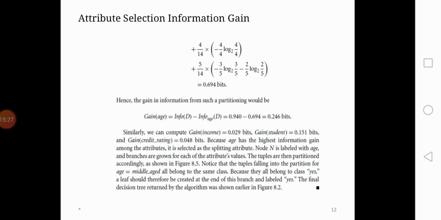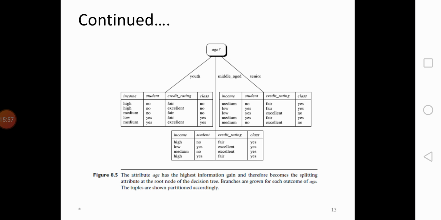Node n is labeled with age, and branches are grown for each of the attribute's values. The tuples are then partitioned as shown in the following figure 8.5. Notice that tuples falling into the partition for age equals middle aged all belong to the same class. Because they all belong to class yes, a leaf should therefore be created at the end of this branch and labeled yes. The final decision tree written by the algorithm was shown earlier in figure 8.2. According to this figure, age can act as a root node because it contains the highest information gain.